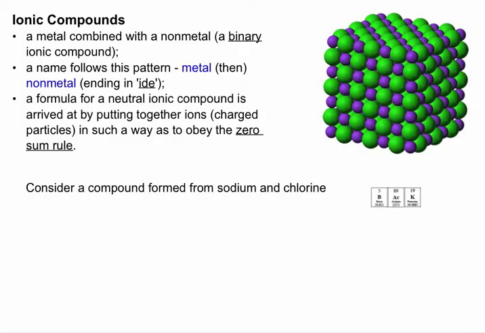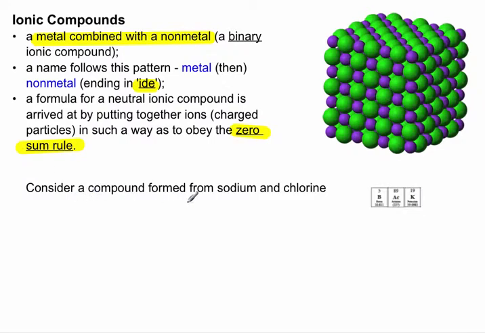So we're going to deal with ionic compounds only in this short video. An ionic compound can be described as a metal combining with a nonmetal, and we're talking about binary, so that's really only individual atoms of the metal nonmetal type. The name follows a simple pattern. The metal is listed first, the nonmetal is listed second, but we change the ending of the nonmetal, from something like chlorine to ide, chloride. The formula for a neutral ionic compound is arrived at by putting together the common ions that are formed such that they obey the zero-sum rule, and I'll explain that in just a second. Okay, so that's what we need to do.